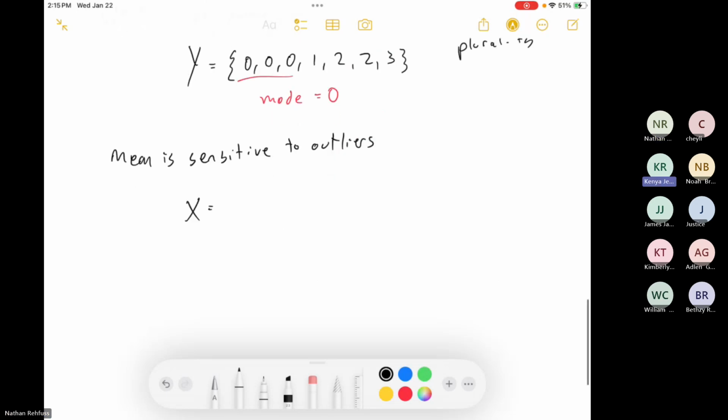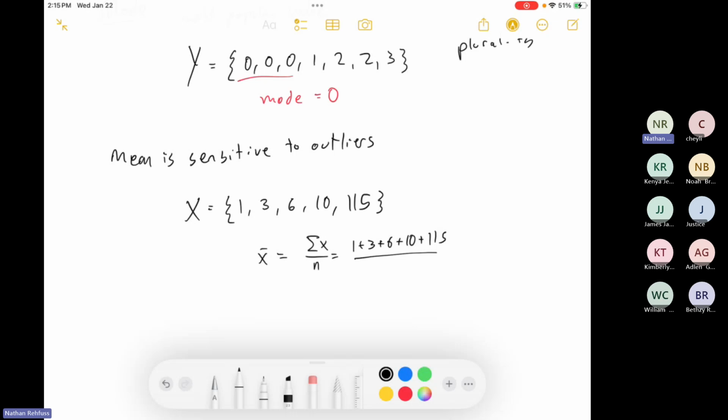So X here, what if I change one person's wealth, now the 5th person, instead of $15, they have $115. So when you've got one person who is much wealthier than the rest, then the mean would be the sum of the x values divided by n. So 1 plus 3 plus 6 plus 10 plus 115 over 5. That's 135 divided by 5 is 27. Only one person got richer, but now their mean is $27. If we all split it equally, we would all have $27.